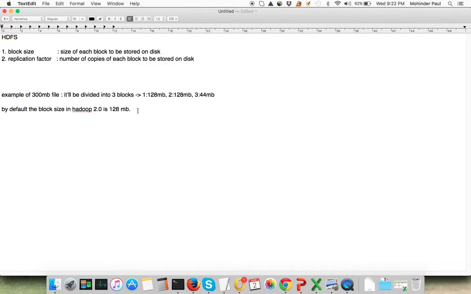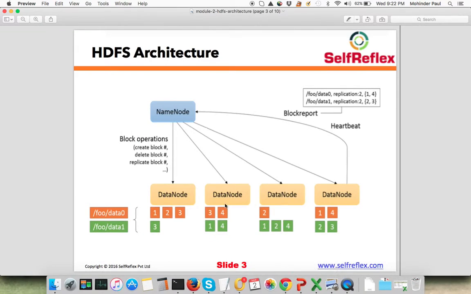Now let's take an example of how exactly the read happens. A client who wants to read the data will ask the name node where all the blocks of a particular file are present, and then that client will directly talk to the data nodes to read that data. It's not that data will first go to the name node and then the name node will transfer the data to the client.